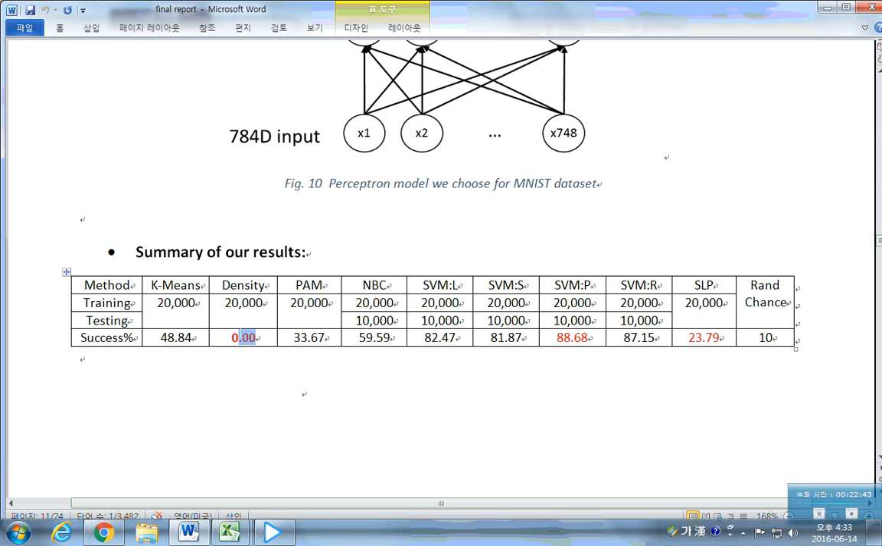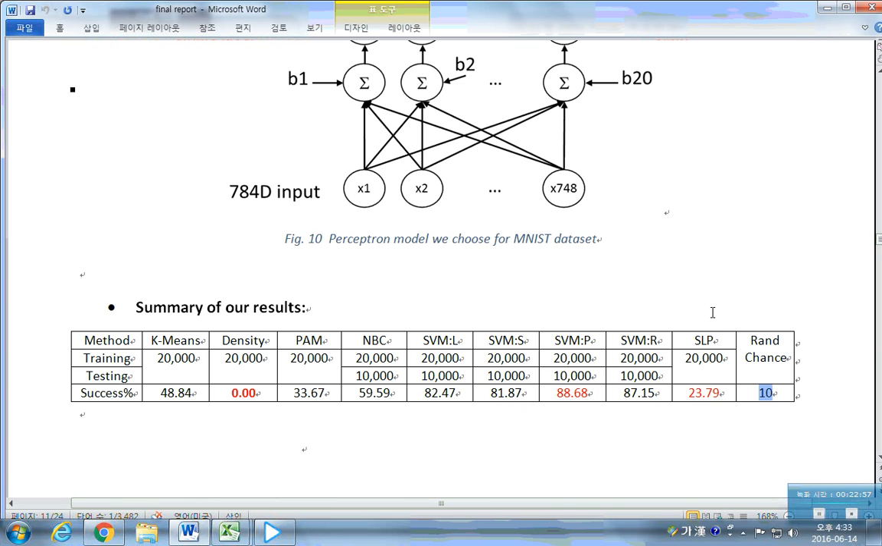For some reason, density didn't work here. I didn't check why carefully, but density-based clustering just gave exactly 0% performance. But the most important part is our approach is better than random chance. Here, the digits are from 0 to 9, which means 10 digits, so random chance is 10%. So we are well better than random chance.